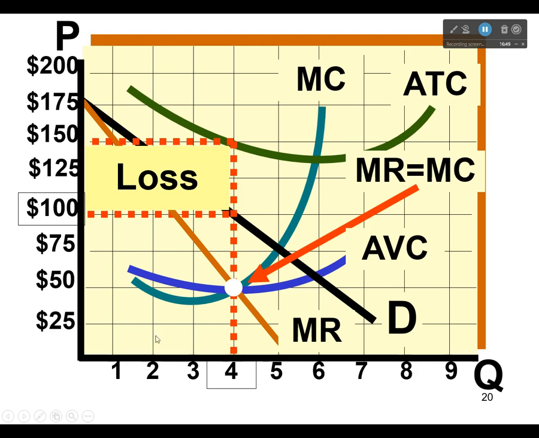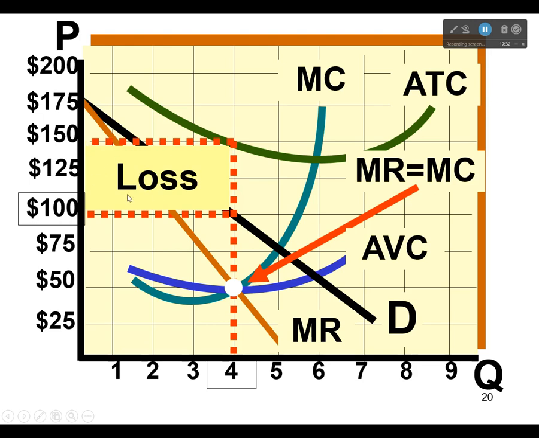So the total revenue, this box here, 100 times 4, is $400. But now, average total cost of each unit of output, we trace the amount of output we produce up to the average total cost curve. This firm pays $150 on average for each unit of output. Total costs are equal to average total cost of $150 times the 4 units of output. That's $600. $600 in cost being subtracted from $400 in revenue produces a $200 loss.